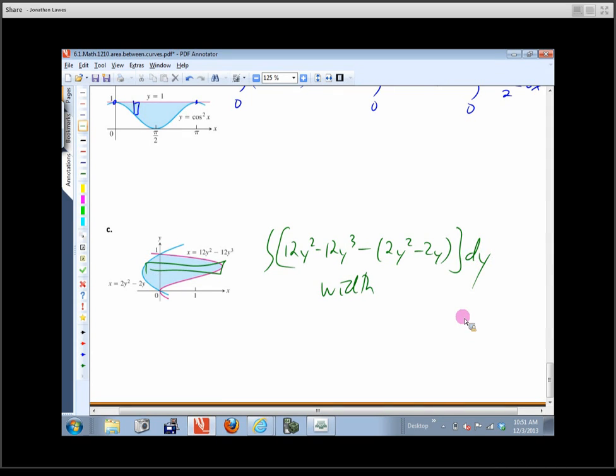And limits of integration. 0 to 1. Start slicing at y equals 0. Stop slicing when you get to y equals 1. So 0 to 1. 12y squared minus 12y cubed minus 2y squared plus 2y dy. Put a couple of those together. Do the integration. There's your answer. Okay?